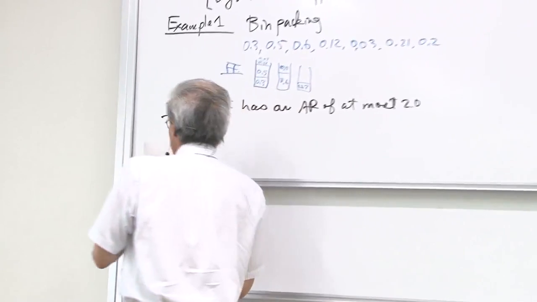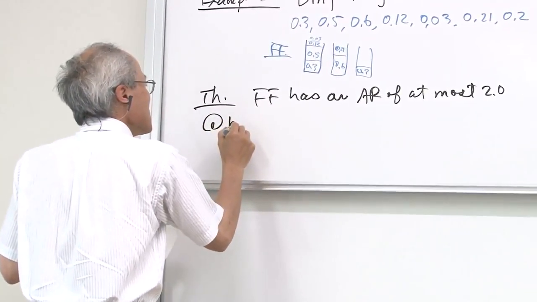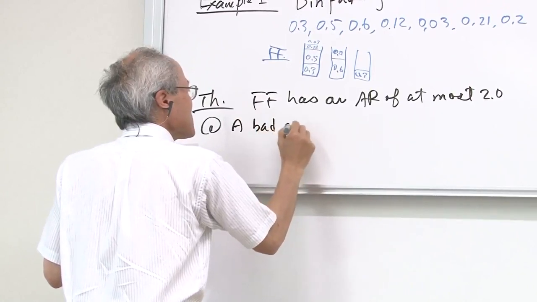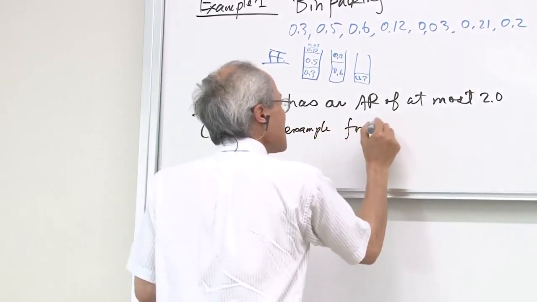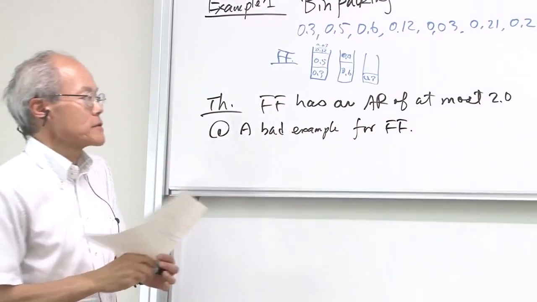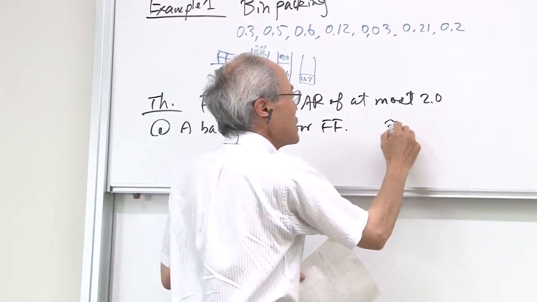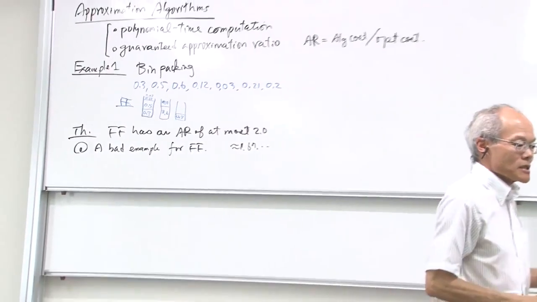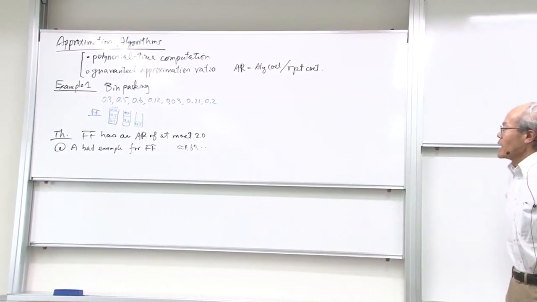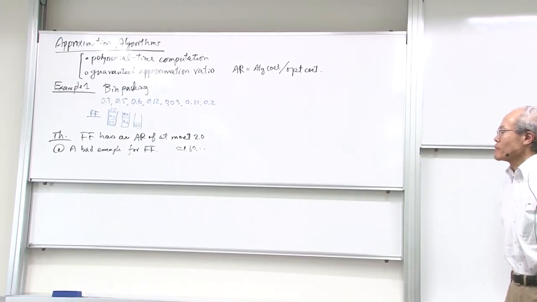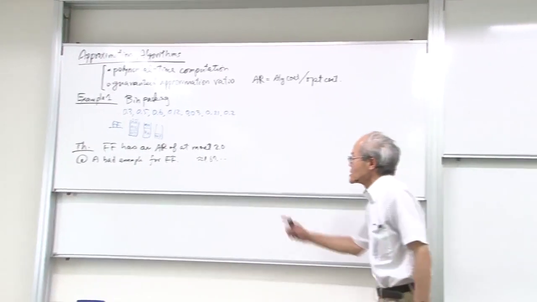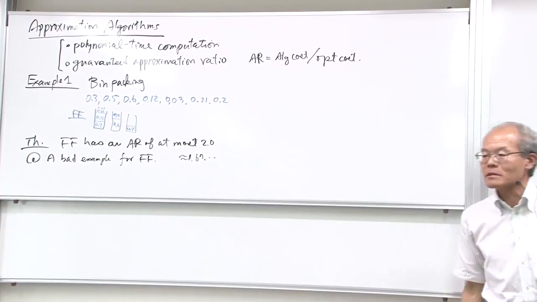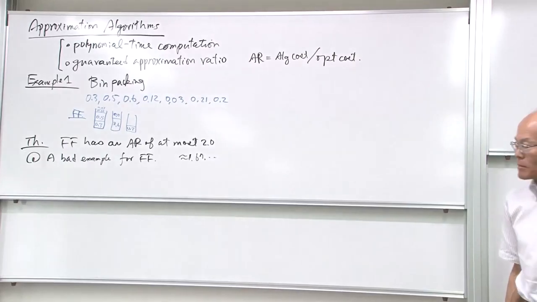And also, I gave you a bad example for first fit. That is actually something like 1.67. I don't remember exactly. But the analysis of first fit, 2.0, is not that bad. Actually, there is an example of input which needs something like 1.67 times more bins than optimal.